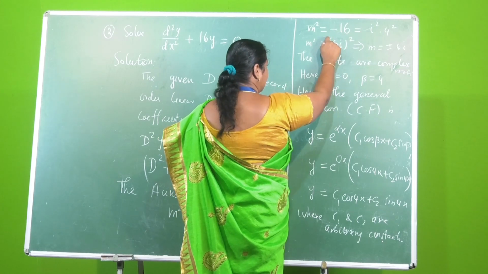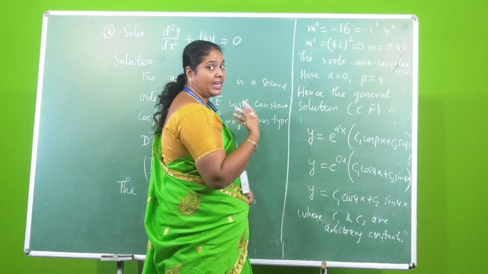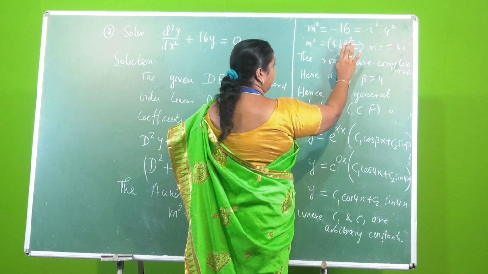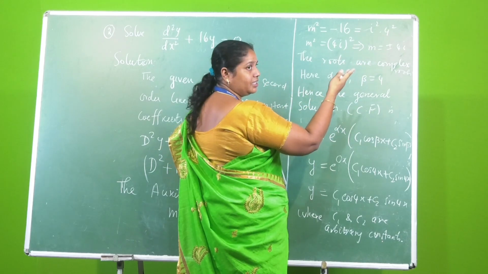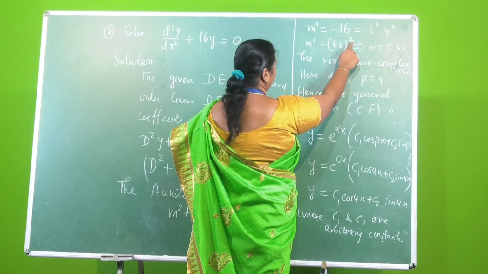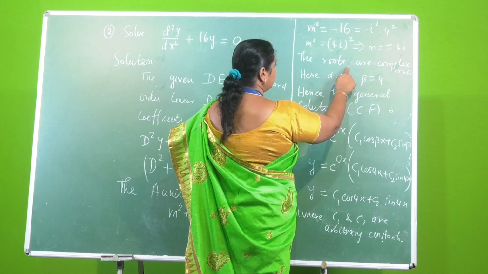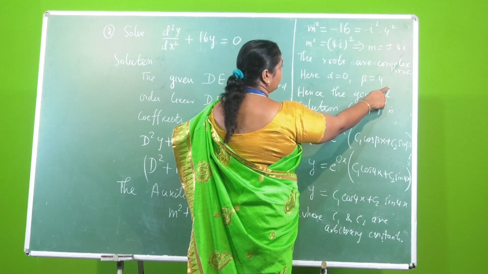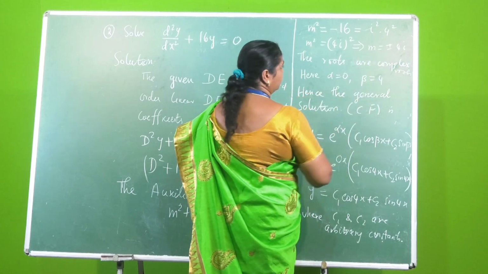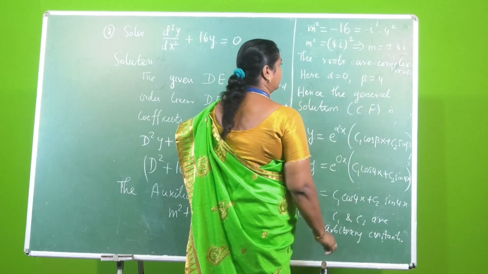By observing this type of question, you may have practiced or memorized that this type of roots can be solved in this manner only. Don't try other methods, then you will get some complexity. So m square equal to (4i) the whole square, which implies m equal to plus or minus 4i. So the roots are complex roots. Why are they complex? Because they involve i, which is imaginary, where i is equal to root of minus 1.